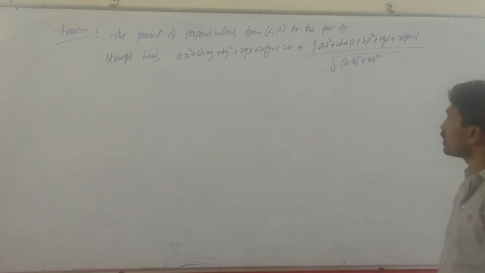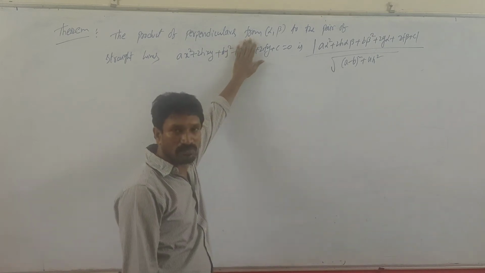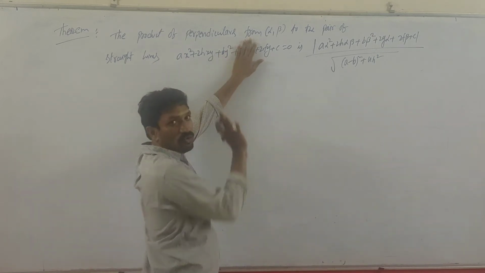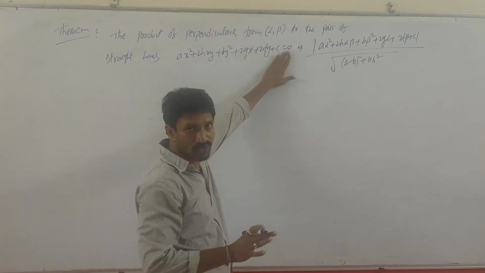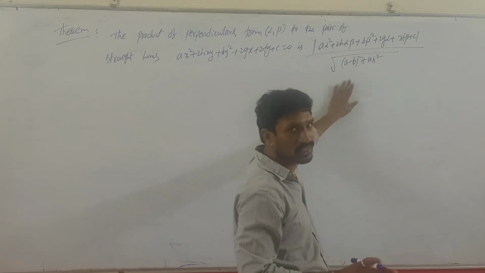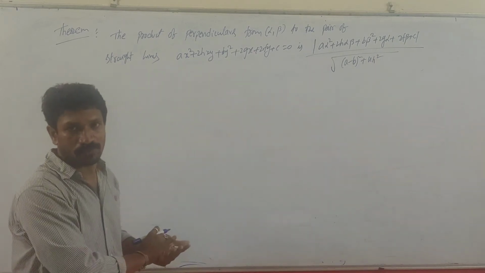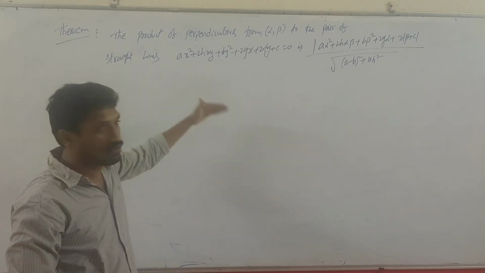Same formula. For the numerator, if it is ax square plus 2hxy plus by square, just write up to there. If it is the total equation, then replace x comma y by alpha comma beta and write simply. The denominator is the same. So the proof here you can do in a similar way. I am not explaining it here. If you want, you try it.